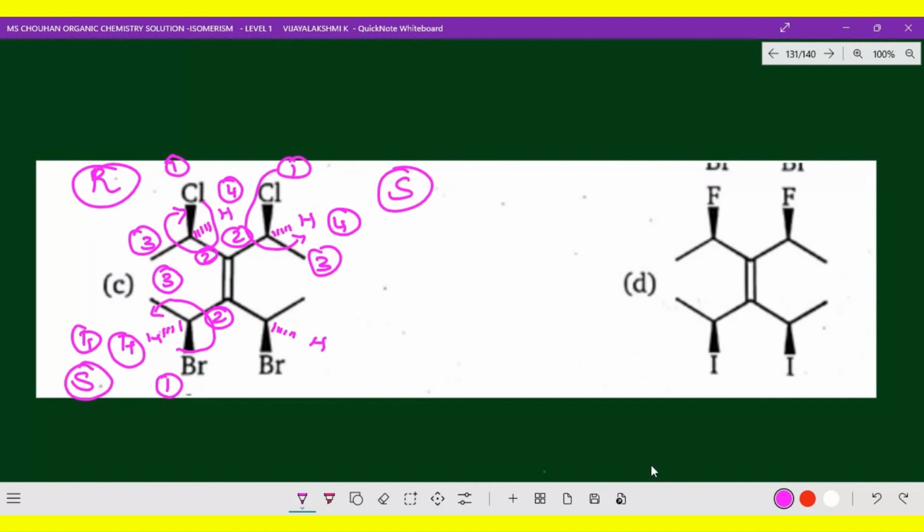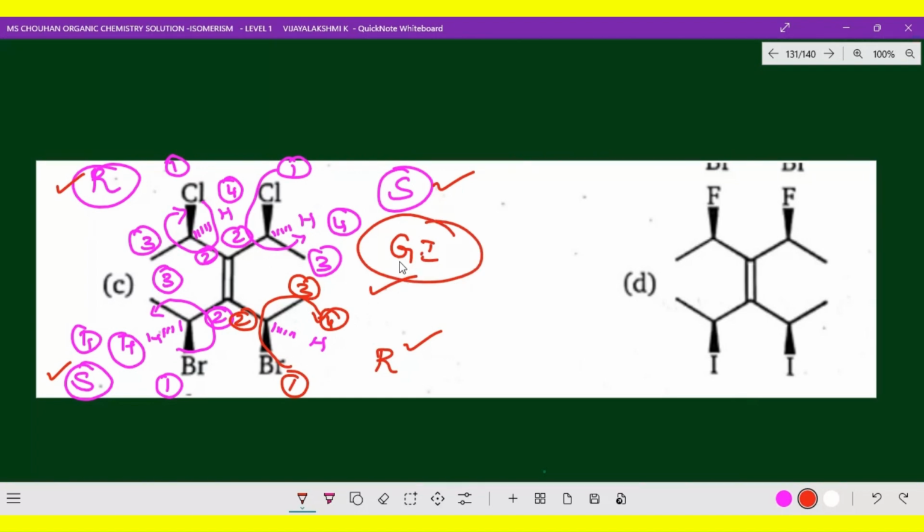So anti-clockwise means S, right? And the same way here I'll change the color so that it will come easily. Now the priority is on dash position, right? Okay, this is 1 and this is 2 and this is 3 and this is 4. That means 1, 2, 3, 4. Clockwise. So clockwise means R. So this is S and this is R. And the same way this is R and this is S. Just the opposite, right? So that means definitely this also can show geometrical isomerism.